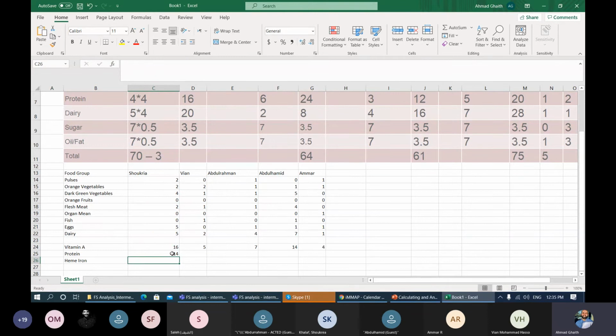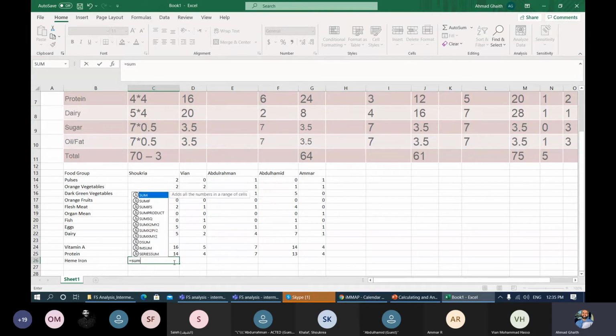So yeah, we have these ones. We don't have the vegetables contributing here. And then also for heme iron, which ones will we have?